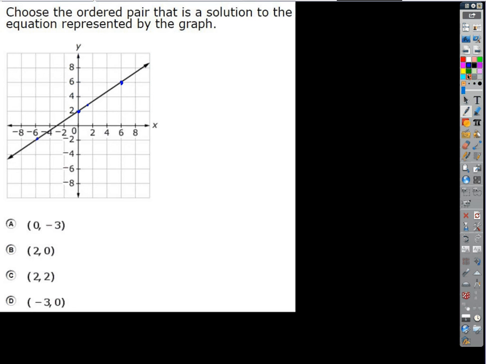Not (-3, 0). It's got to be the x value is 0 and the y value, oops, hang on. Oh, (-3, 0). No, you're right. My mistake, because it's on the x-axis. So it's going to be this one, isn't it? So (-3, 0). Okay? Make sense?